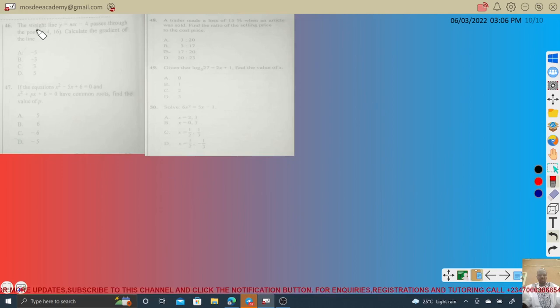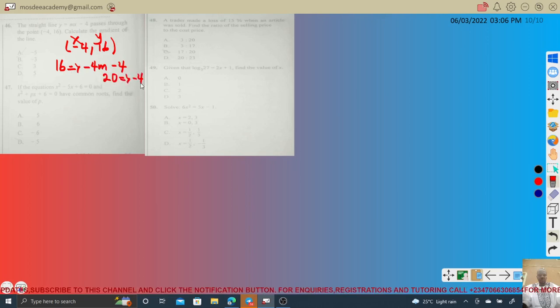Question 46. 6a, the straight line y equals mx minus 4 passes through the point -4 and 16 in the xy plane. Calculate the gradient of the line. The equation is y equals mx plus c, and it is given already. So just substitute in: y is 16, equals x is minus 4, so minus 4m minus 4. This goes to the right hand side, becomes 20 equals minus 4m. Divide both sides by minus 4, m equals minus 5. That is the answer you are looking for. So minus 5 is option A.